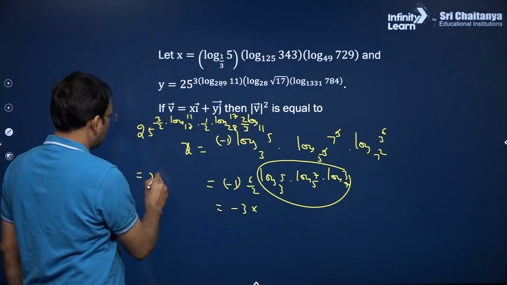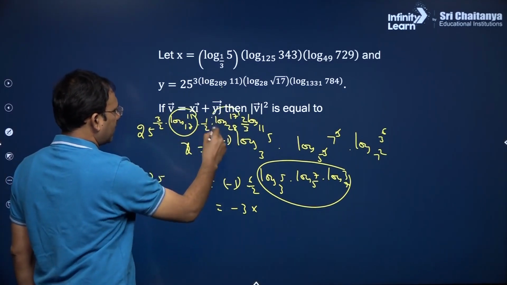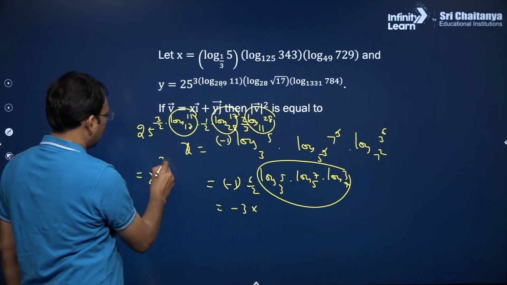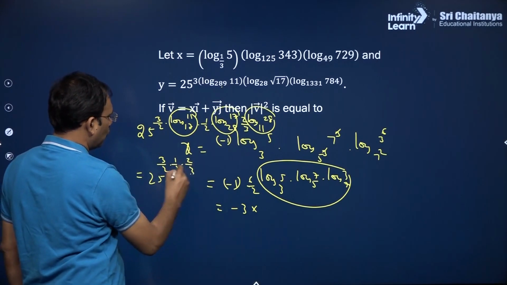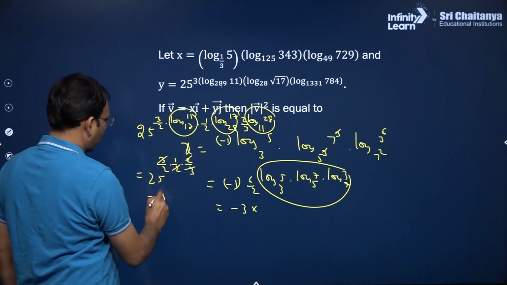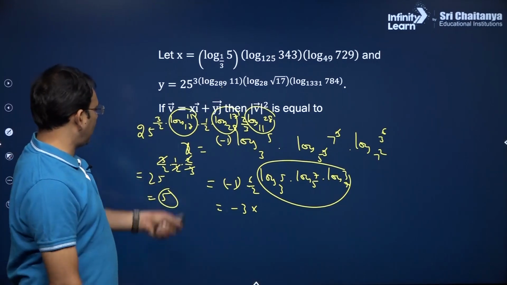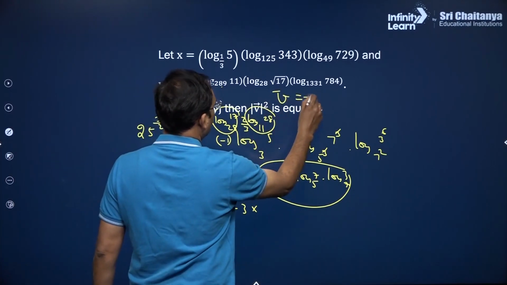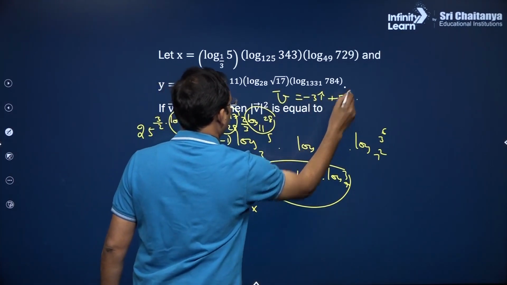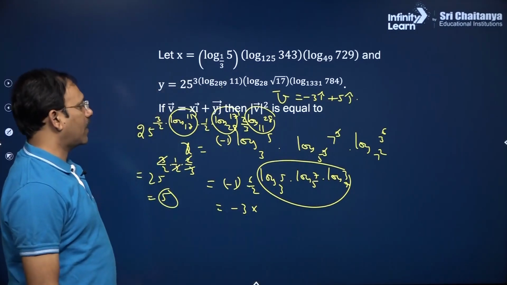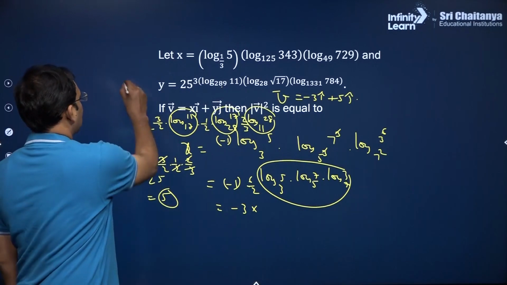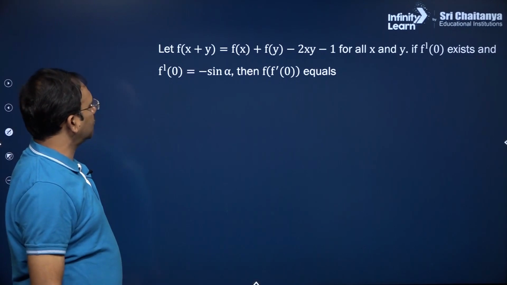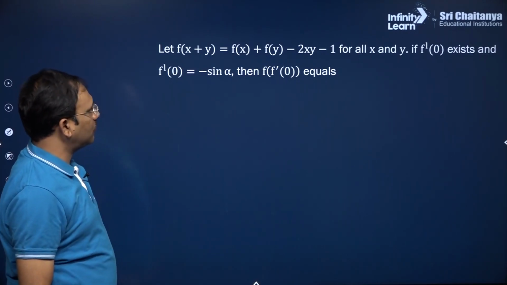So that, my dear friends, you see 11 base 17, 17 base 28, this is 28 base 11, all these get cancelled. You will get 3 by 2 into 1 by 2 into 2 by 3. 2 gets cancelled. This is 5, my dear friends, because 25 power 1 by 2 is 5. So V bar is going to be minus 3 i cap plus 5 j cap. So V bar square magnitude 25 plus 9, 34 is the answer, my dear friends. That's all. Next, this is another question, functional relation, f dash of 0 he is talking about.